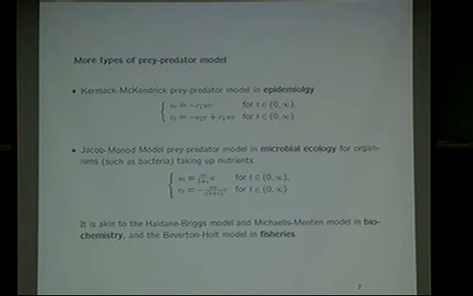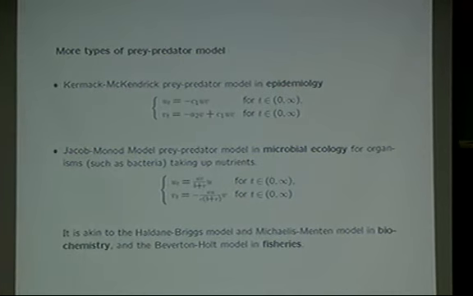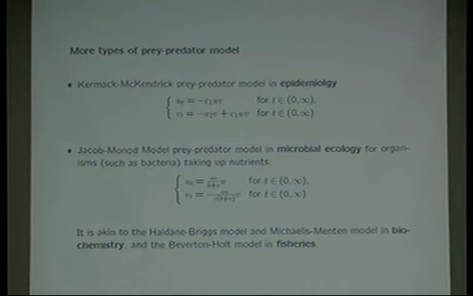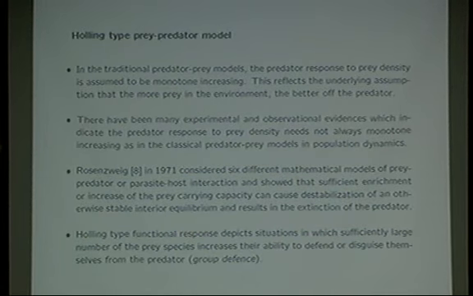Okay, so there are lots of models for predator-prey systems. If I introduce two more, this one is the Kermack-McKendrick model in epidemiology, and this one is from microbial ecology. The system from microbial ecology is also used in biochemistry or fisheries. Here, the main topic of this talk is the Holling type predator-prey interaction.